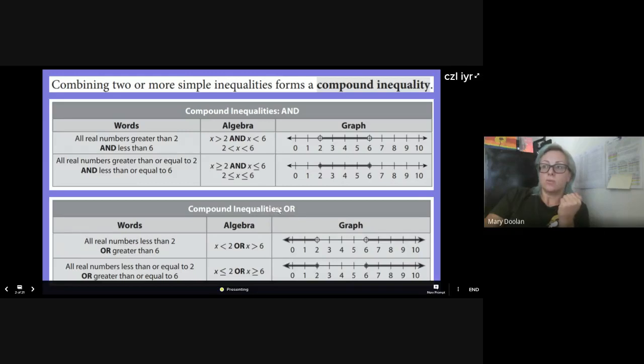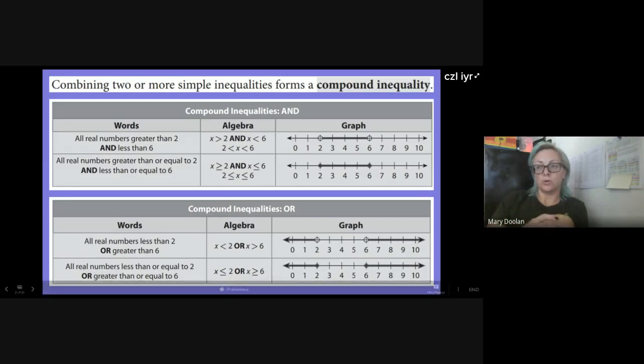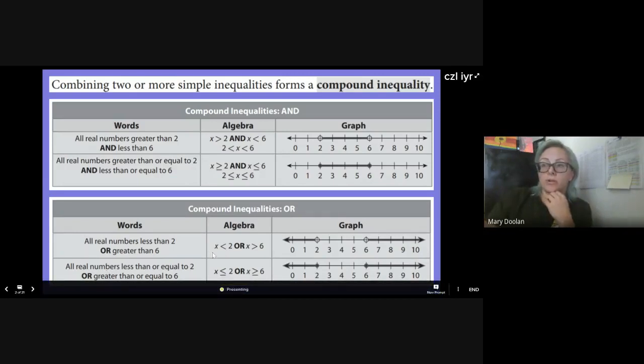For compound inequalities with or, a phrase might be all real numbers less than 2 or greater than 6. And so what that would look like is X is less than 2, the word or, X is greater than 6. This is not a compound inequality in the sense that it's written in one combined sense, but it is a compound inequality because it includes the word or. You would have to write this whole statement to represent it. So with the and ones, you have an option of how you write them. You can use the word and or you can write it where it's kind of condensed and shorter. But with the or ones, you have to write it out with the word or.